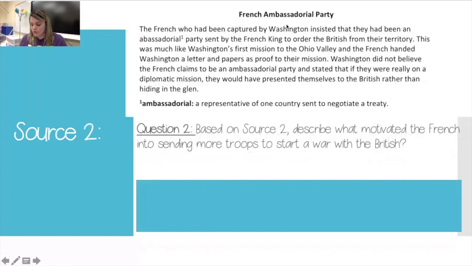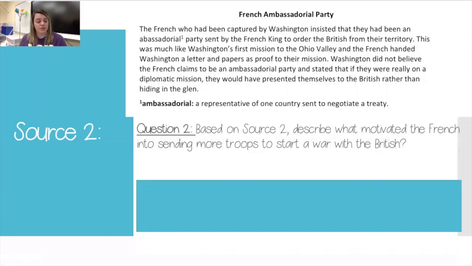Okay, source two, the French ambassadorial party. The French who had been captured by Washington insisted that they had been an ambassadorial party, which means a representative of one country sent to negotiate a treaty. So the French who had been captured by him insisted that they had been sent by the French king to order the British from their territory, so to get them off. This was much like Washington's first mission to the Ohio Valley. Remember, he was trying to get the French off the land.